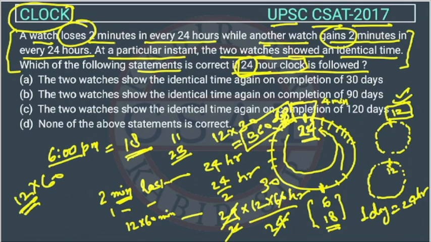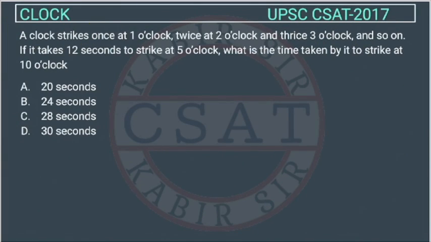So the answer is not in the option first, second or third. So the answer will be option D. So option D is the correct answer of this question, right. So this is a question from clock chapter asked by UPSC in CSAT exam of 2017.